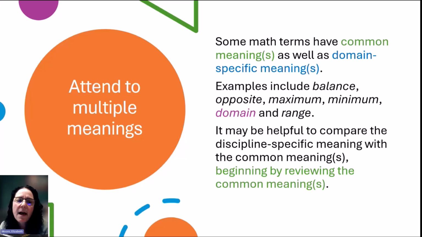We also have words like opposite, maximum, minimum, domain that we'll talk about in our example in a little bit, and range. It can be really helpful to compare the discipline-specific meanings to the common meanings, and to start this off by reviewing the common meanings so that we're all on the same page with how we extend to the discipline-specific meaning for our words.